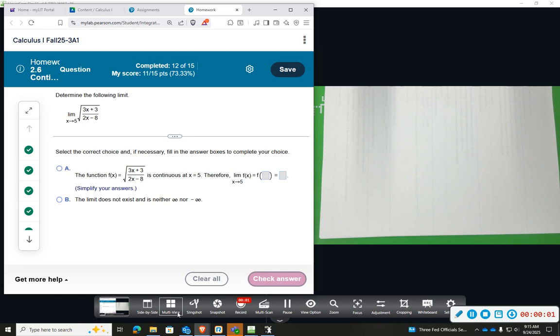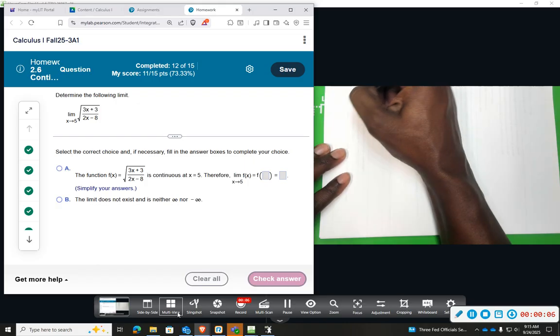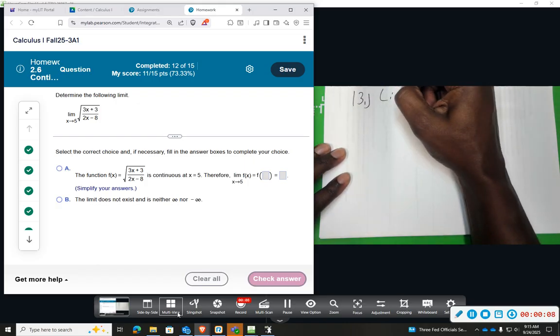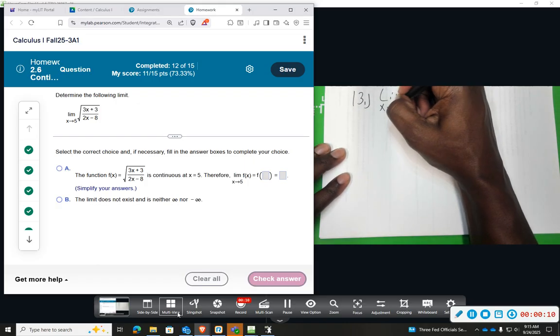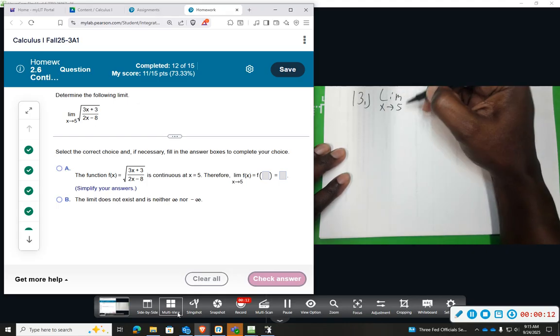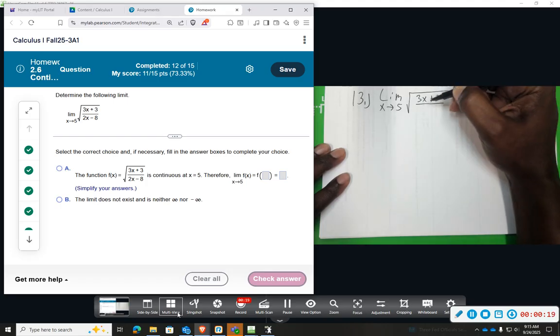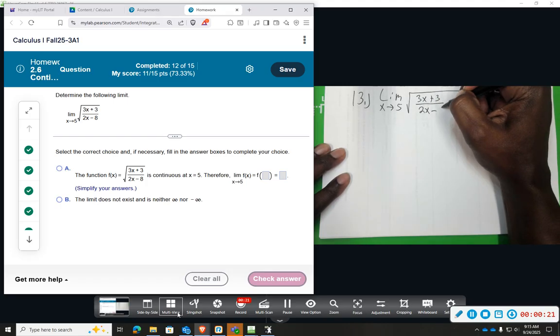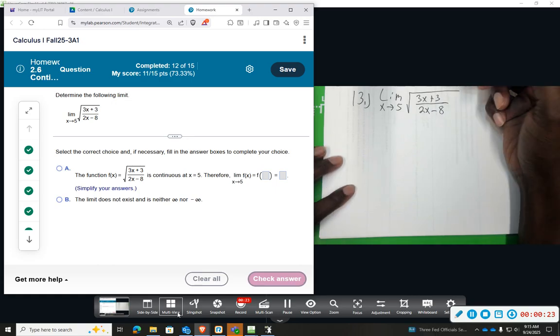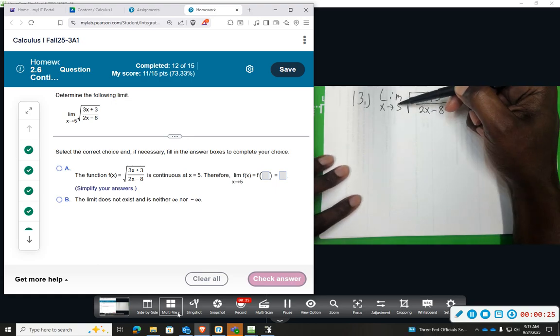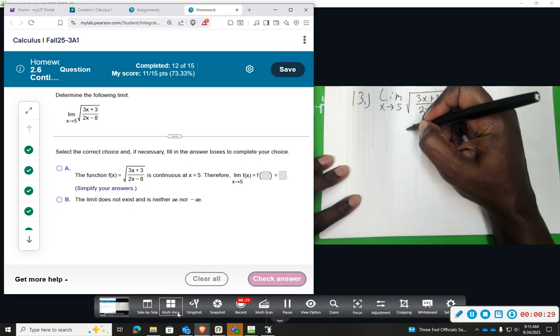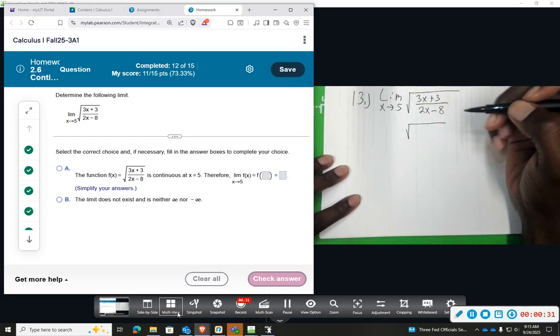Number 13, we want to determine the following limit. We are given the limit as x goes to 5 of the square root of 3x plus 3 divided by 2x minus 8. We will first use direct substitution and just see what we get. So we're going to plug in a 5 everywhere we have an x.